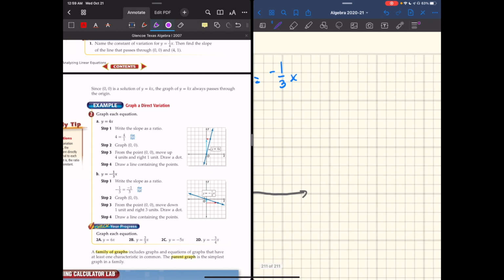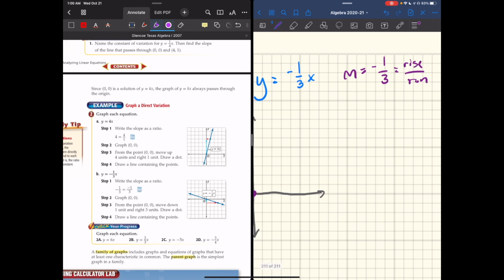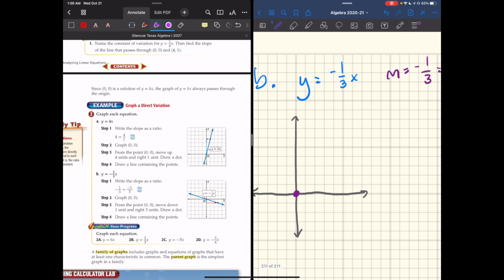But then our rise over run, what's the slope here now? That's right, the ratio -1/3. Notice not -1/3 x. The slope is just the part in front of the x. And so if I think of this as a rise over run, the minus 1 tells me go down 1 and then to the right 3. Down 1, to the right 3.